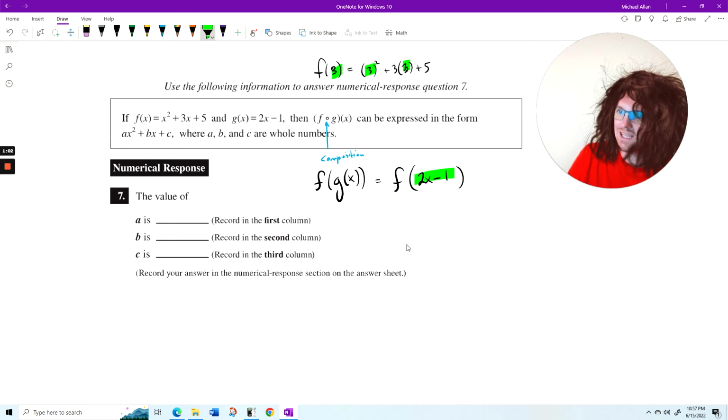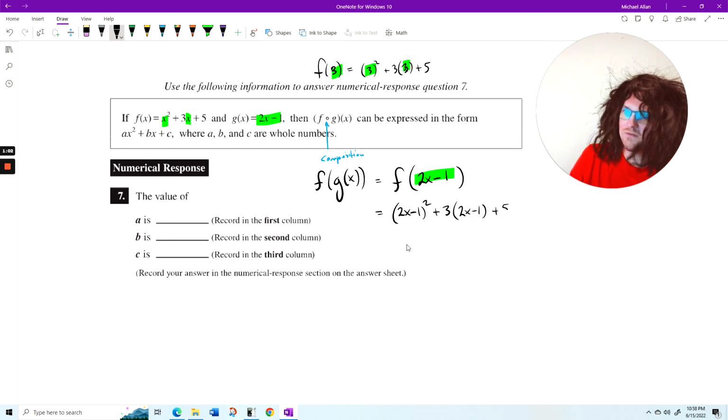Here, I'm going to replace all the x's with this bigger piece, whatever you want to call it. So I'm going to take this and replace all of these with it. Right, all these little pieces here. So I'm going to say this is going to be bracket 2x minus 1 squared plus 3 bracket 2x minus 1 plus 5. This 5 doesn't have any x's on it. So I'm going to replace all the x's with that.